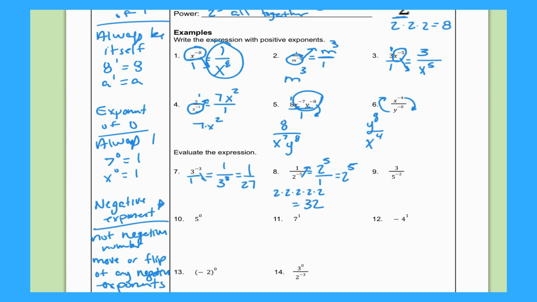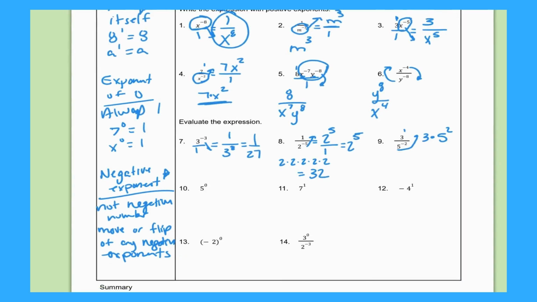Number 9. This one's a little trickier. So we've got extra steps involved. The 3 has a positive exponent. It's a hidden 1, so it can stay where it's at. But the 5 needs to move up. So I already have the 3 up here. Now I'm going to move the 5 up here. So like we said over on this one, those are being multiplied. Same thing here. So now that I have both of these in the numerator, they're just being multiplied. So we really have 3 times 5 to the second.